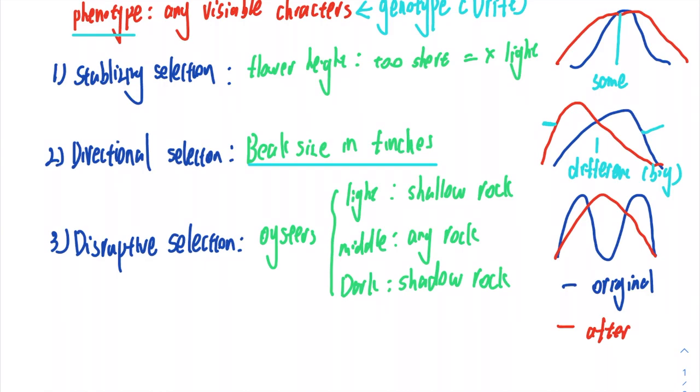For example, oysters. The light oysters prefer to live in shallow rock because both of them have light color. And the middle oysters prefer to live in any rocks. And the dark oysters want to live in shadow rock.